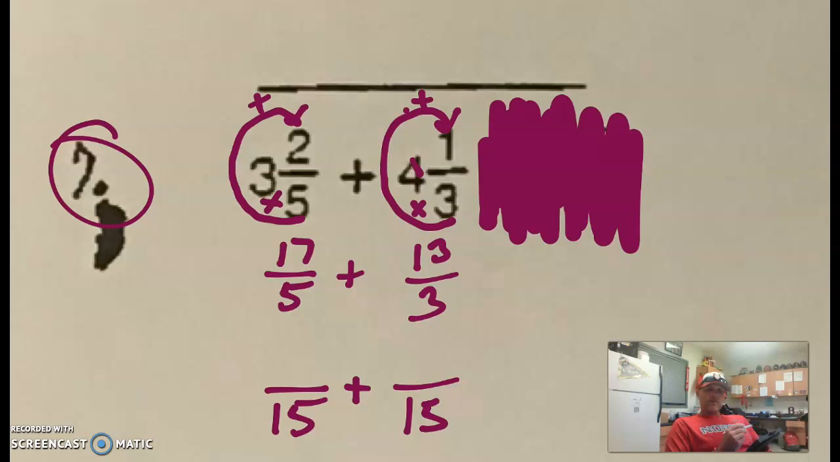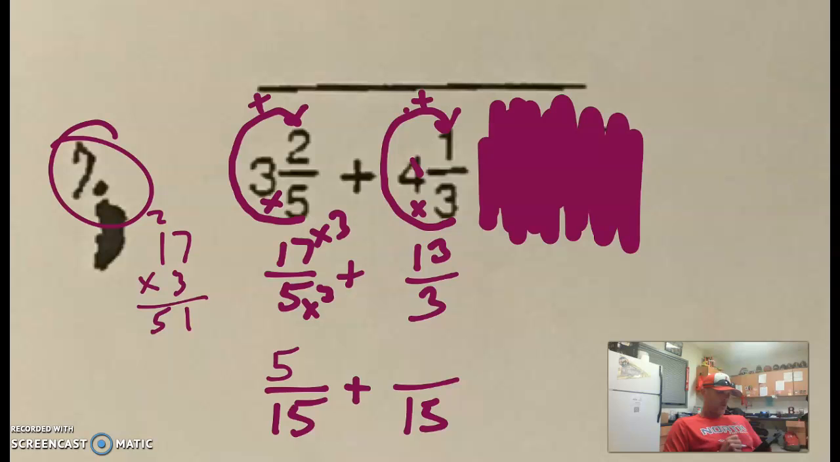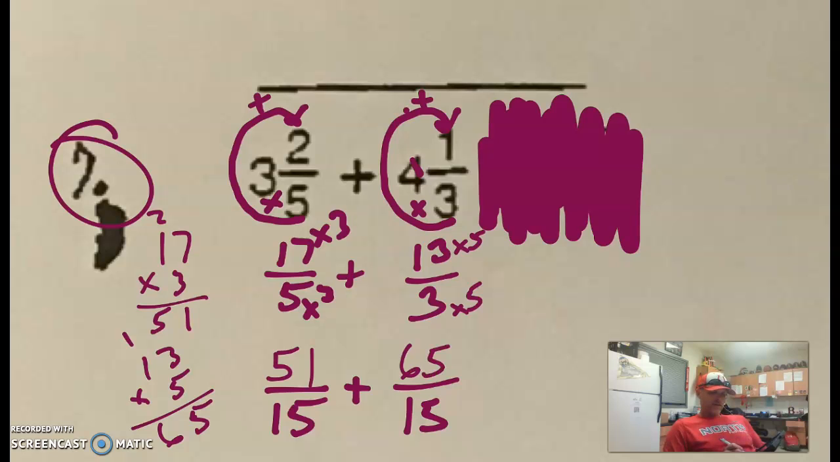So how did we get our first fraction from 5 to 15? We multiplied by 3, so we have to do the same thing to the numerator. 17 times 3: 3 times 7 is 21, 3 times 1 is 3, plus 2 is 5, so 51. Then how do we get this denominator of 3 to 15? We multiply by 5, so we have 13 times 5. 5 times 3 is 15, carry the 1. 5 times 1 is 5, plus the 1 is 6. That's 65.